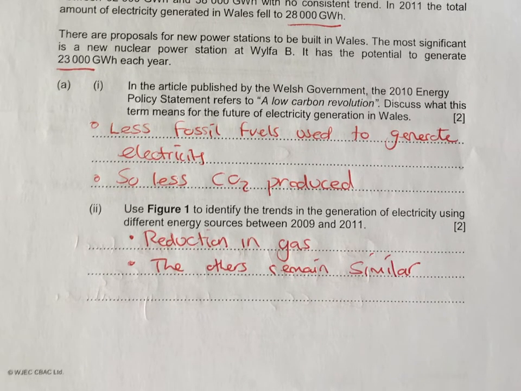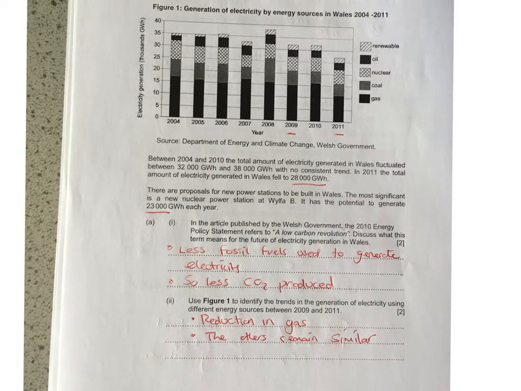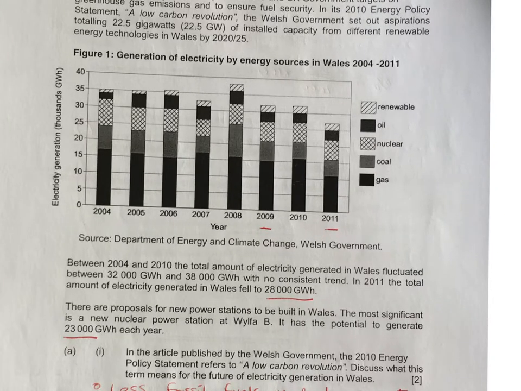Use figure 1 to identify the trends in the generation of electricity using different energy sources. So I'm looking at this bar chart now to see what's happening. Now we can see already the dark areas here are reducing. This dark is gas. So I've said that gas is getting reduced over time, from 2004 to 2011. Coal remains roughly the same. It does spike in 2008. I mean, you could put that, but we'll have a look how many marks it's worth.